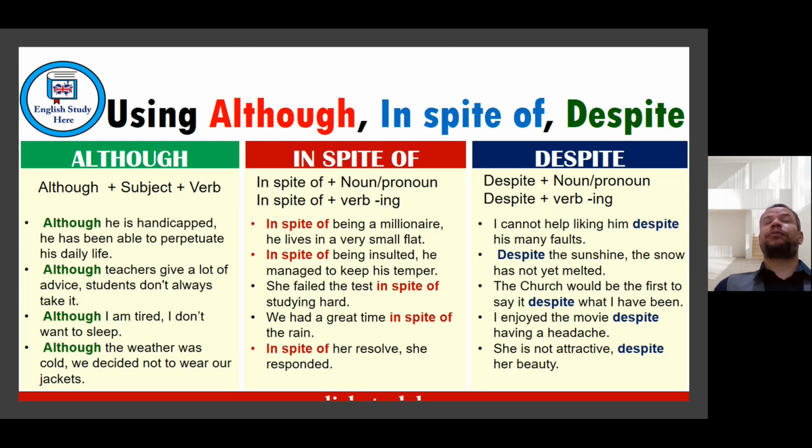Despite can be followed by a complete sentence, by the way, like although. You can follow despite with a complete sentence, subject verb, and also with a verb ing, like despite reading, despite the sunshine, and so on. But in spite of is only followed by a noun or a verb plus ing, or what we call a gerund.